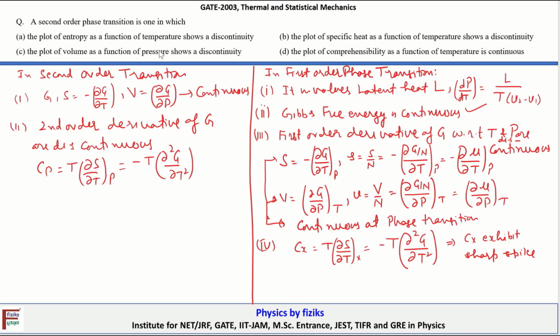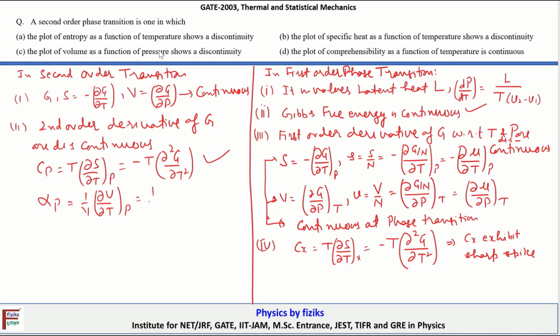It's discontinuous. And the other quantities which are discontinuous are the isobaric expansivity, which is 1/V dV/dT at constant pressure.